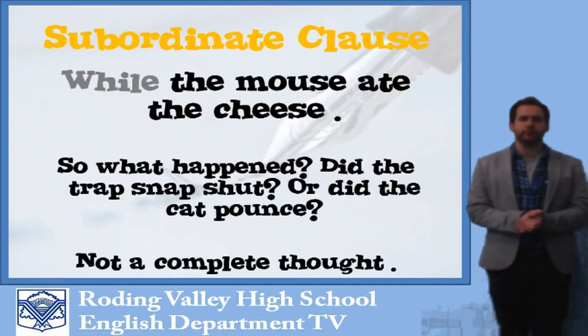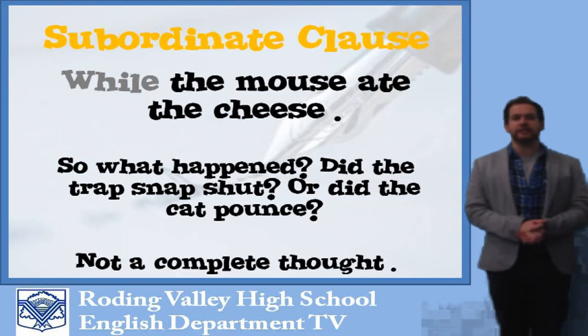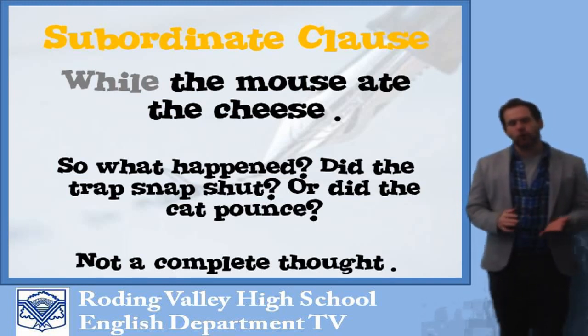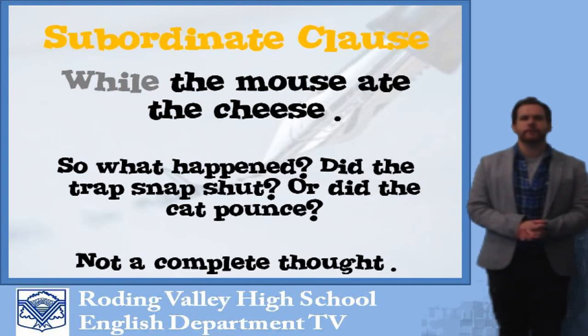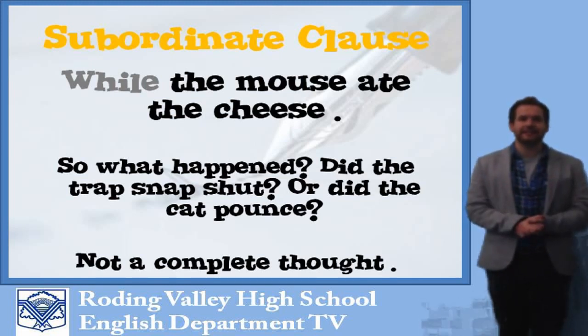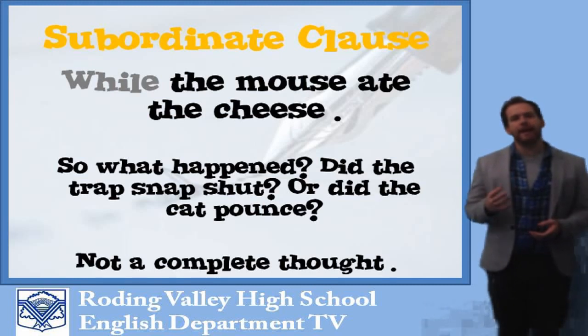And a final example. While the mouse ate the cheese. Again, it doesn't tell us what happened. Did the trap snap shut? Or did the cat pounce? Not a complete thought. So, to make these complete sentences, we need to partner them with a main clause.